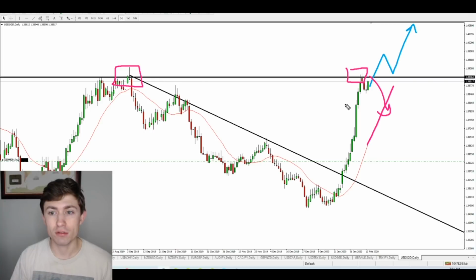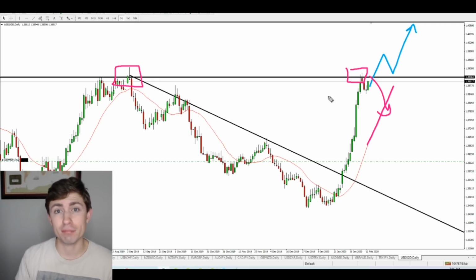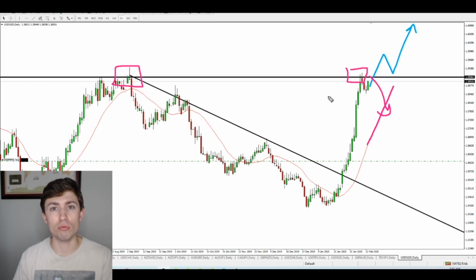You have to be patient. You have to be okay with not getting every single pip that the market moves, right? So if the market moves 50 pips in your favor, you might end up with only 5 pips, 10 pips, because you have to give that trade room to run if you really want a trend to develop in your favor, right?